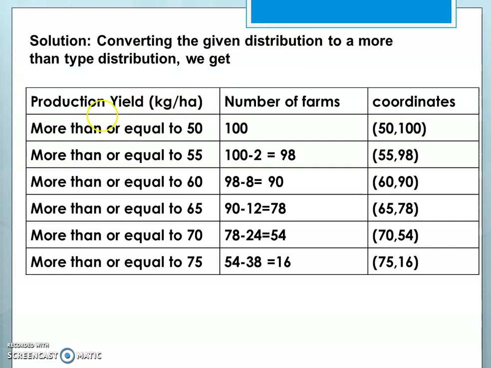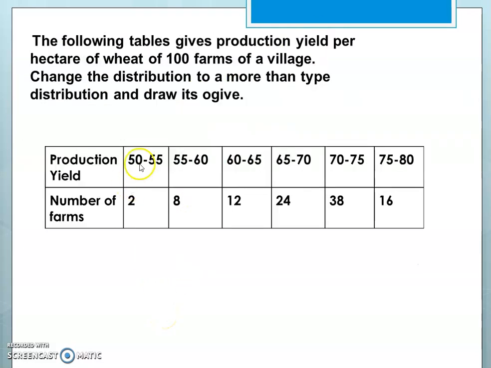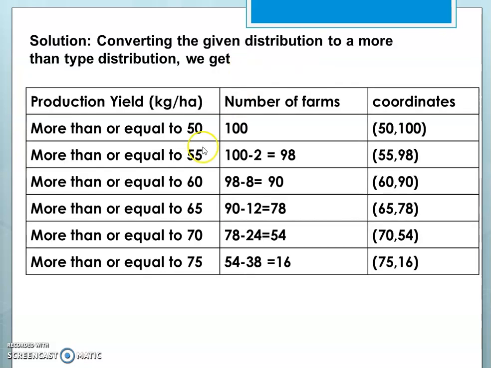So you have more than or equal to all the lower limits. Here the lower limits are 50, 55, 60, 65, 70 and 75. You will write more than or equal to all lower limits in the first column. The second column is number of farms.